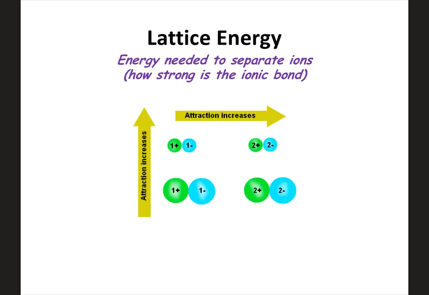Remember, if we have a smaller size, we're going to have a greater attraction. Typically, as you're closer to the top of the periodic table, you're going to have a smaller size. And as you have a greater charge, typically as we go across, as the charge increases, we're going to have a greater attraction. So greater charge, greater attraction, and smaller size, greater attraction, therefore a stronger ionic bond and a higher lattice energy. It's going to take much more energy to separate the ions if the bond is stronger.